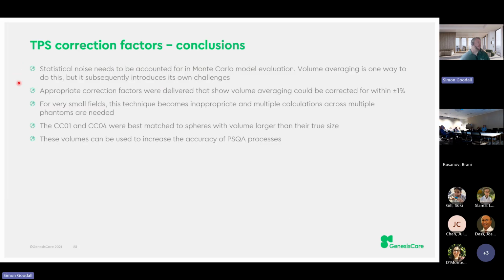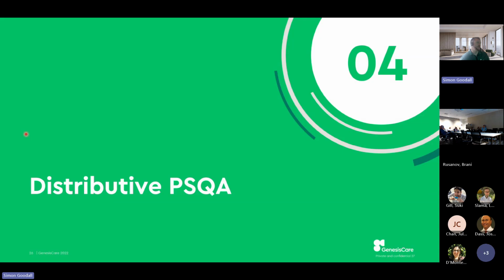So we concluded that the statistical noise is still a problem, as we knew, and volume averaging is an appropriate way to deal with it. We did derive correction factors for most field sizes and identified that this is really an issue for very small targets only. And we found some ways to best model the CC01 and CC04, which helps us increase our patient-specific QA process accuracy.